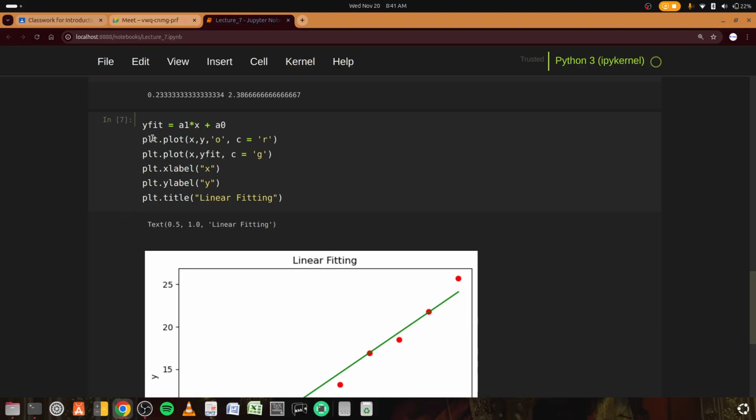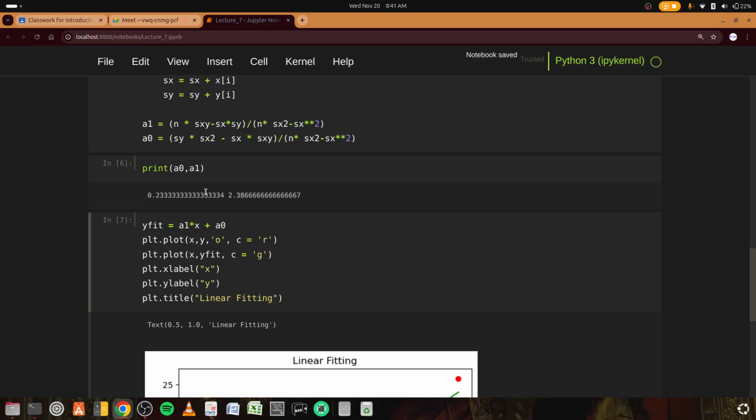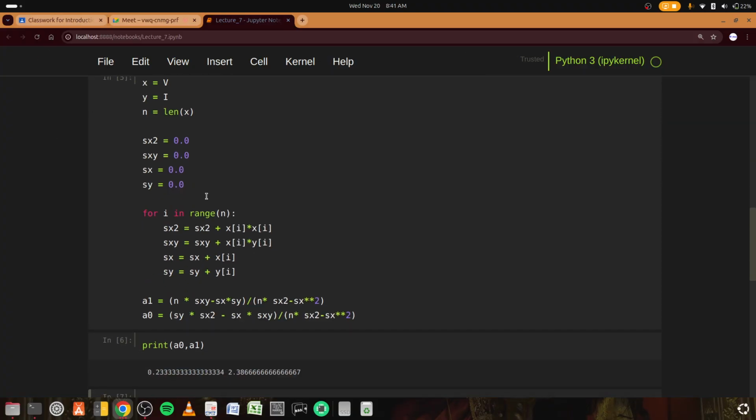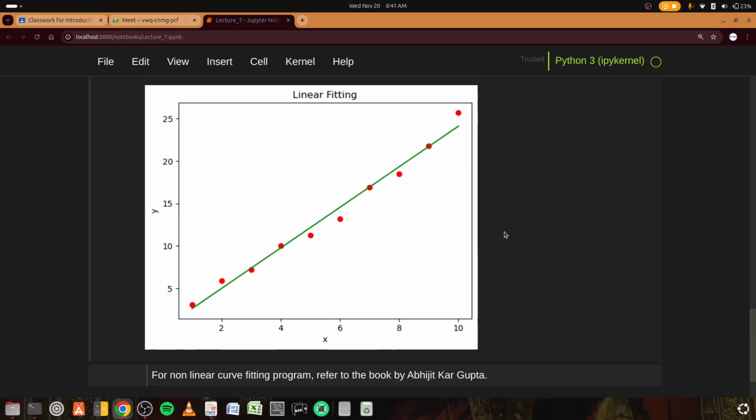And here we are plotting them, right? So that is how you do the linear fit. And similarly you can also do the non-linear curve fitting, and that you can see in the book I have recommended, and that is very easy to do, not very difficult. You just need to know the basics.